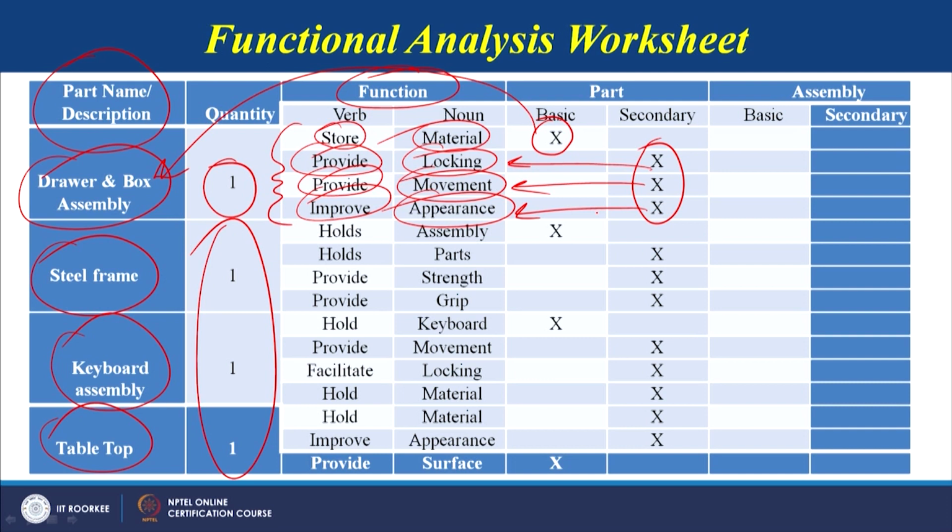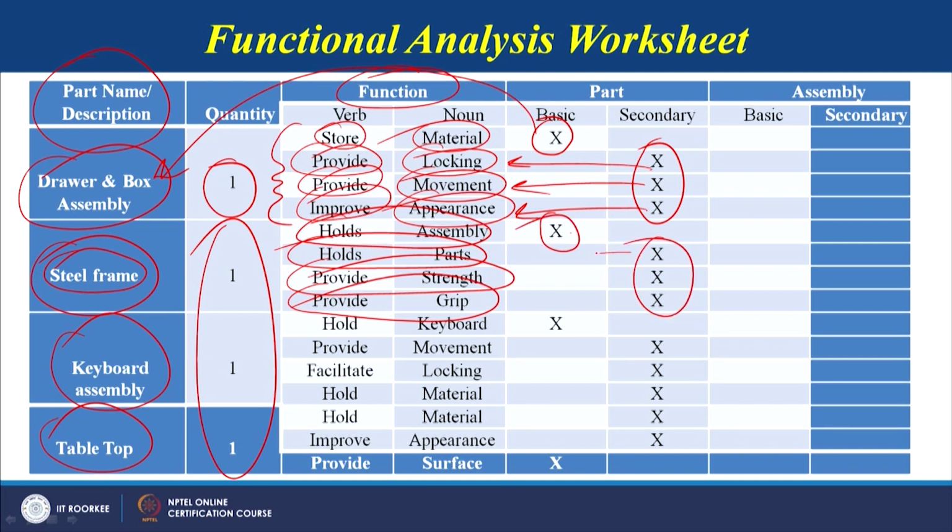Now, let us take one more example. Suppose we take the example of a steel frame. Steel frame holds the assembly, holds the parts, provides strength, provides grip. Out of this, hold assembly is the basic function and the other 3 are again secondary functions. So, basically we now classify the functions into basic and secondary functions and define the function for each and every element, part, and sub assembly being used for making this computer table.